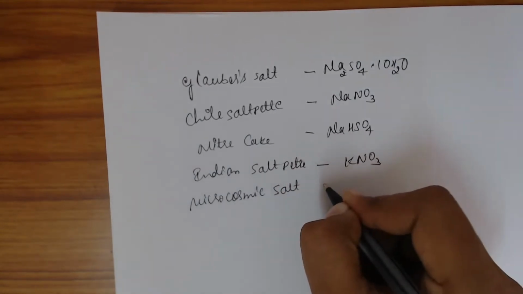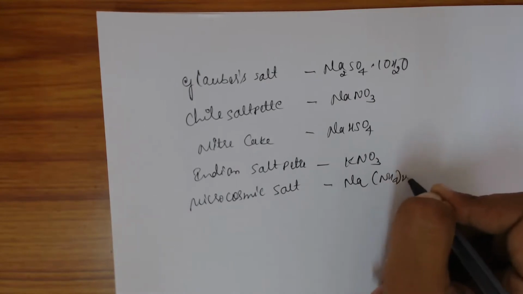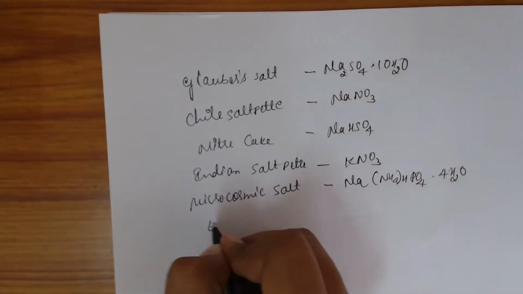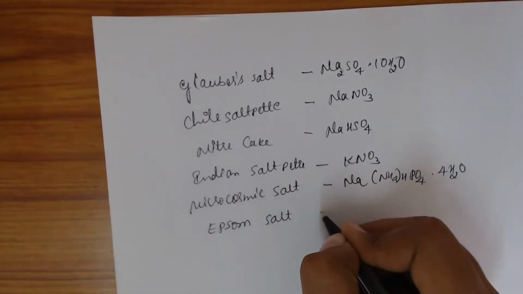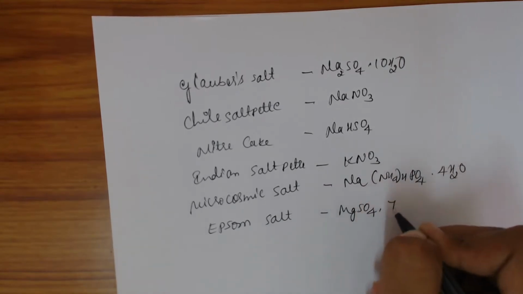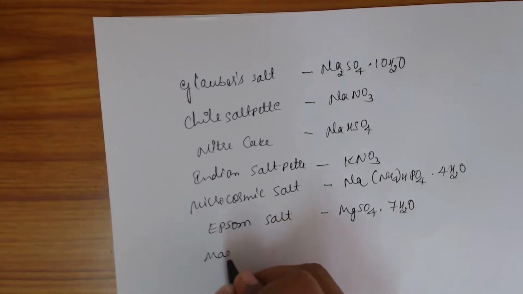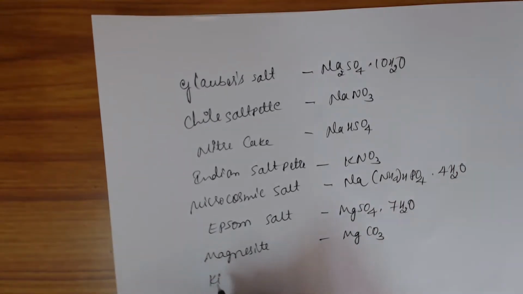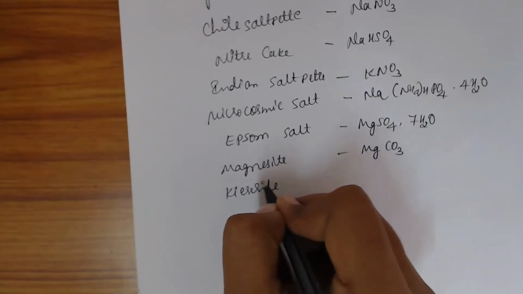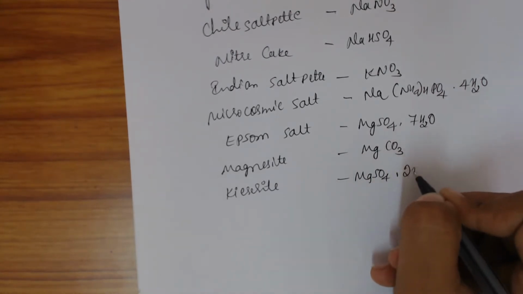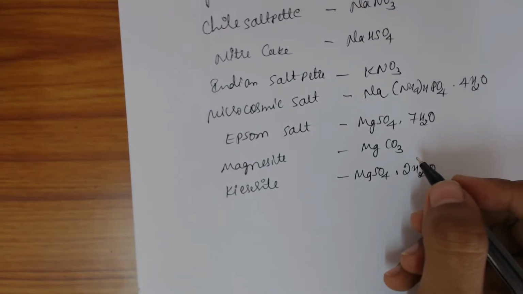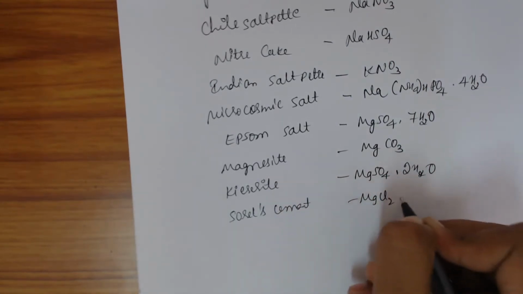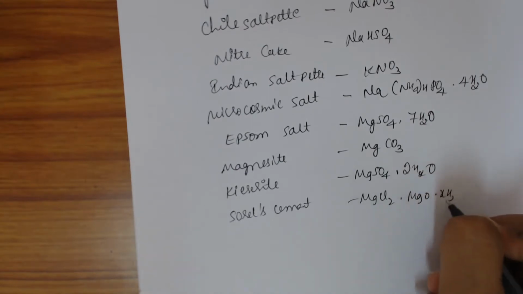Next, microcosmic salt, sodium ammonium hydrogen phosphate tetrahydrate. Next, Epsom salt, a hydrated salt of magnesium sulfate. Another is magnesite, which is magnesium carbonate. Next is kieserite, also a magnesium salt, magnesium sulfate with H2O. And magnesia cement, also Sorel's cement, that means MgCl2 along with MgO along with xH2O.